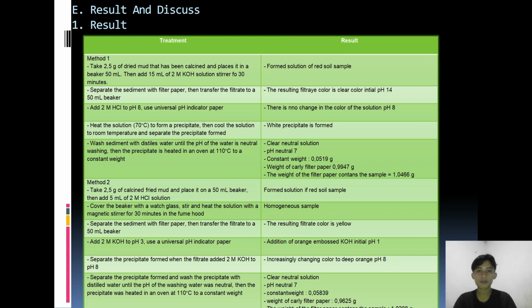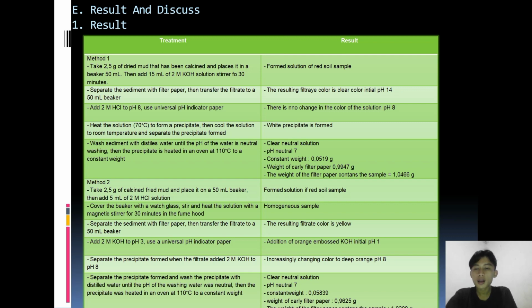The result, a solution of the red soil sample forms. The treatment, separate the sediment with filter paper, then transfer the filtrate to a 50 milliliter beaker. The resulting filtrate is clear in color, with pH 14. The treatment, add 2 M HCl to pH 8. Use universal pH indicator paper. The result, there is no change in the color of the solution at pH 8.